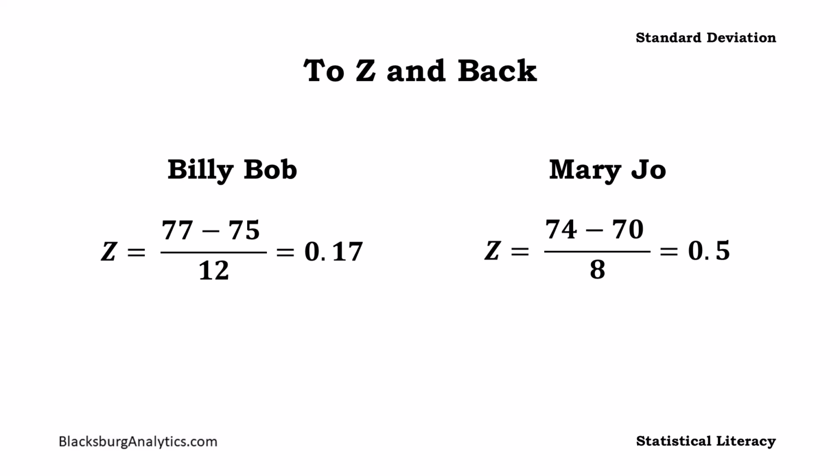Mary Jo's standardized score is 74 minus 70, divided by 8, which is equal to 0.5. Mary Jo's standardized score is 1/2 of a standard deviation above her class average. Mary Jo did better than Billy Bob on the test because her z-score was higher.